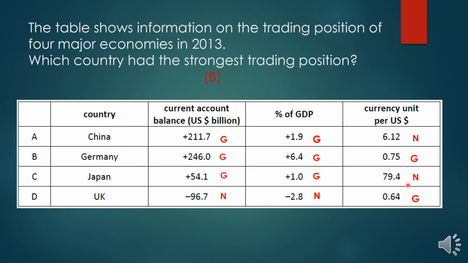79.4. That means the export price will be very high, extremely high. But here we can see that it is okay, good. So comparing this one, only country B has a strong trading position because in these 3 aspects that particular Germany is performing well. That's why. Clear? Then next question.